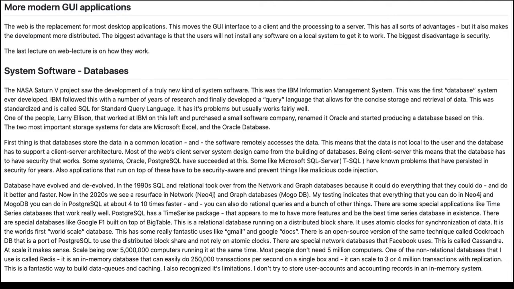One of the first things that the databases had is they centralized the data to some sort of a server, and you access the data remotely from other computers.